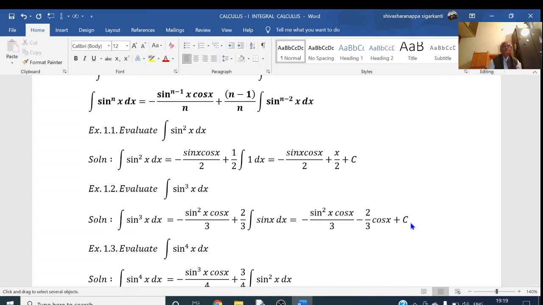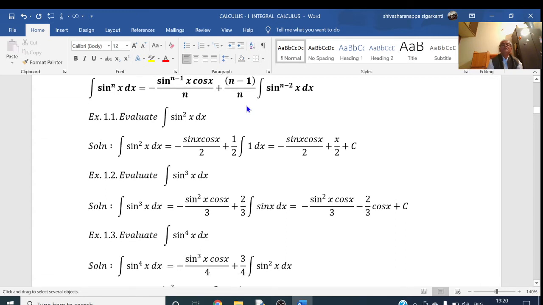Next example, I will go for sin x to the power of 4 dx. Here n equals 4. If I put n equal to 4, then I am getting here minus sin cube x cos x by 4 plus 4 minus 1, 3 by 4, into integration of sin to the power of 4 minus 2, that is sin square of x dx.